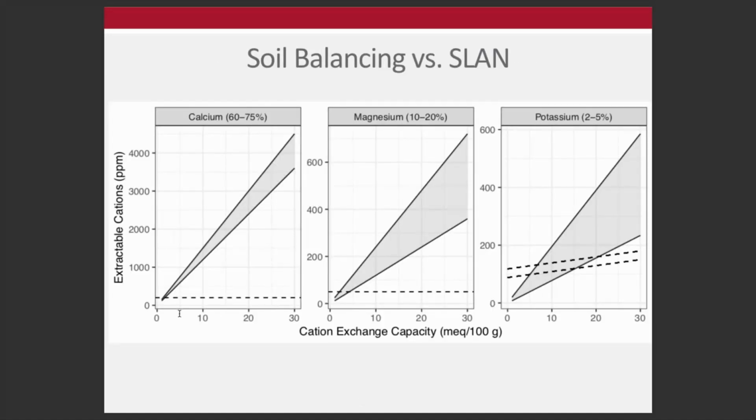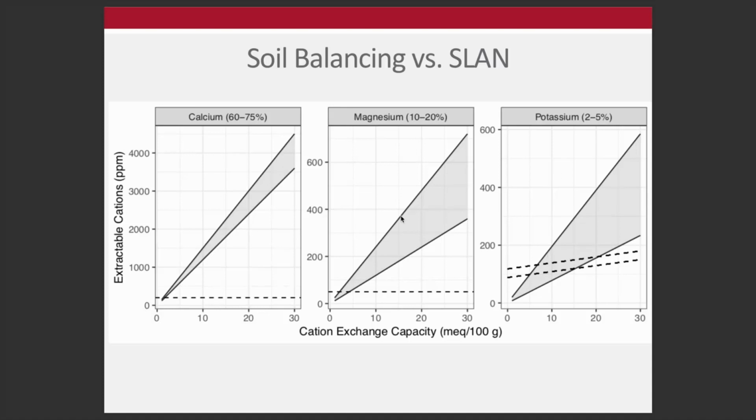Okay, so we can compare the different philosophies of soil balancing versus SLAN, sufficiency level of nutrients. Here's calcium, magnesium, potassium, this ribbon, and this is extractable cations versus CECs. As your soils go from sandy to a clay soil, and a very heavy clay, here's that ribbon at a pH of 7, what calcium 60 to 75% would represent in this band. For magnesium, this is 10 to 20%, and for potassium, this is 2 to 5%.